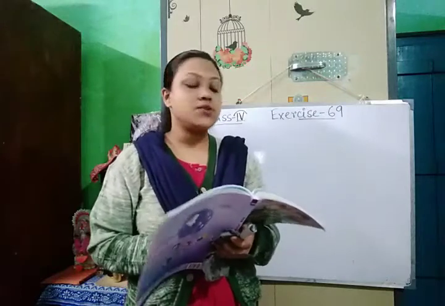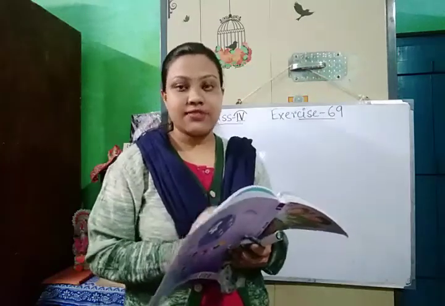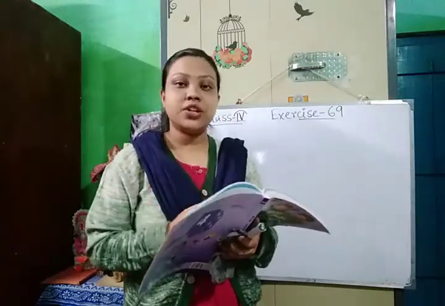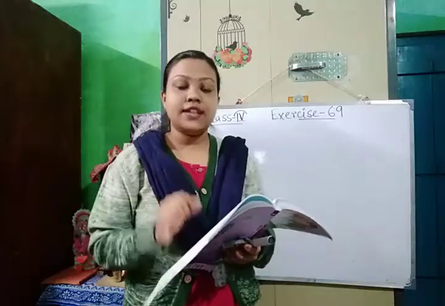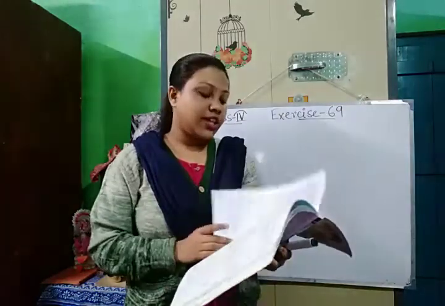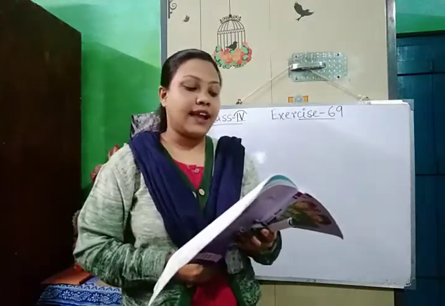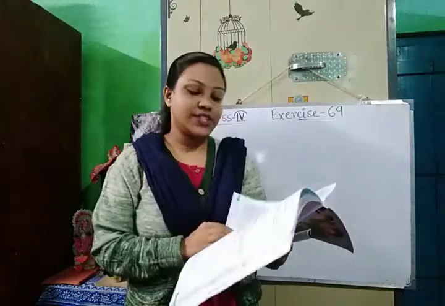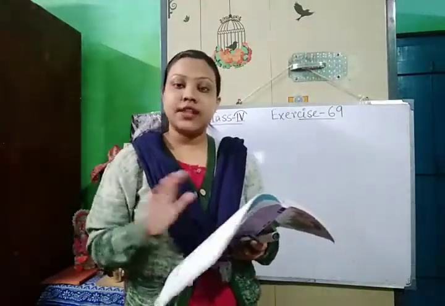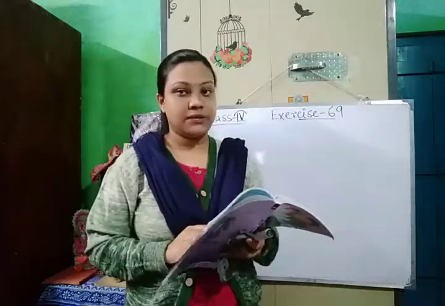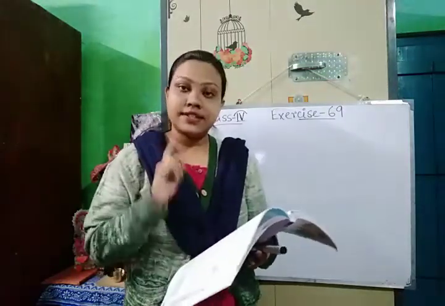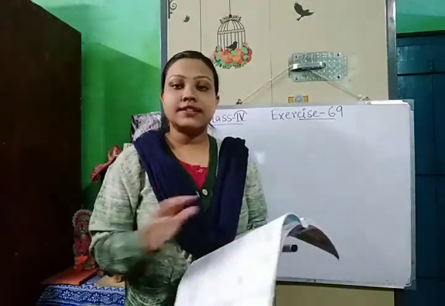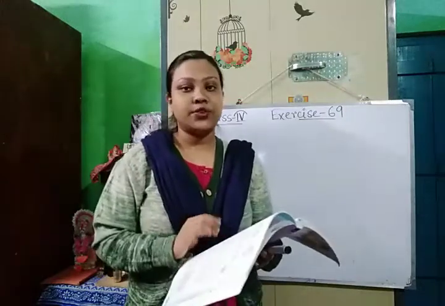So in the previous class we have done up to exercise 67, and after that, exercise 68 is on measurement of lengths. So exercise 68 you don't need to do, and today I will be doing exercise 69. That is the last exercise from your annual term syllabus. That means exercise 68 and exercises 70 to 74 are excluded from your annual term syllabus.